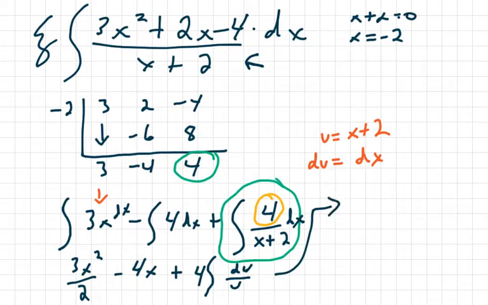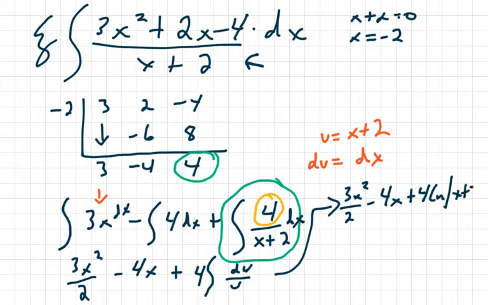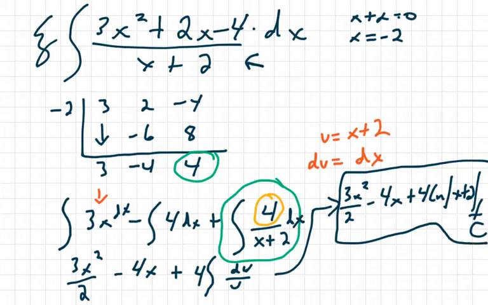So I'll do my question again. 3x squared over 2 minus 4x plus the integral of 1 over u is ln u, so 4 ln absolute value of u, which is just x plus 2, and then plus a constant. Sorry for squeezing it in there, but you can see how that's a pretty unique question, and it would take lots of time and effort to think about that.